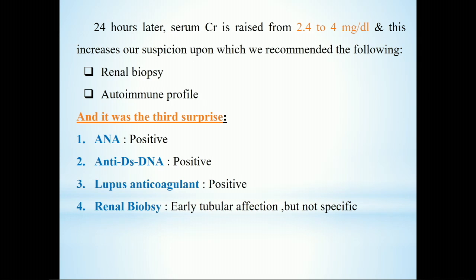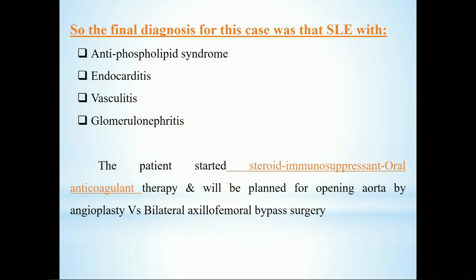24 hours later, serum creatinine rose from 2.4 to 4 milligram per deciliter, and this increased our suspicion, upon which we recommended the following: renal biopsy and autoimmune profile to search for this major inflammatory disease. This showed the third surprise. The immune profile showed anti-nuclear antibody was positive, anti-double-stranded DNA was highly positive, and lupus anticoagulant of antiphospholipid syndrome was positive. The renal biopsy, done by the nephrologist, showed stage 1 or 2 lupus nephritis.